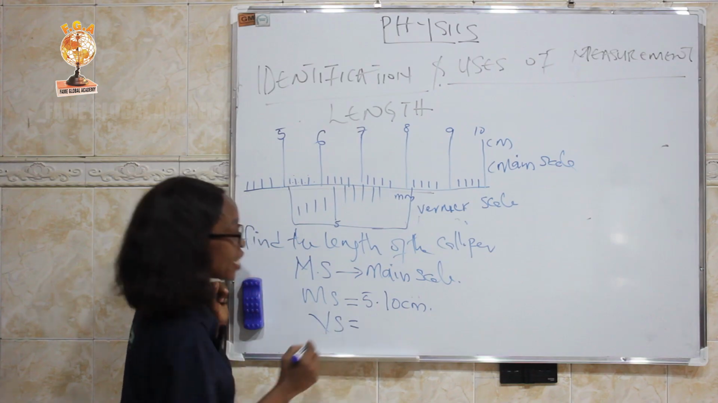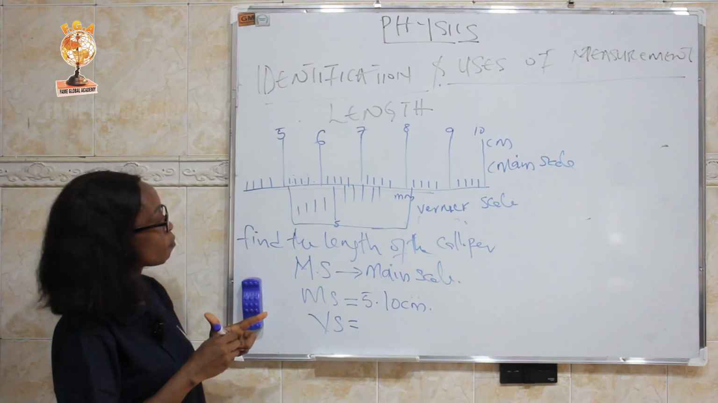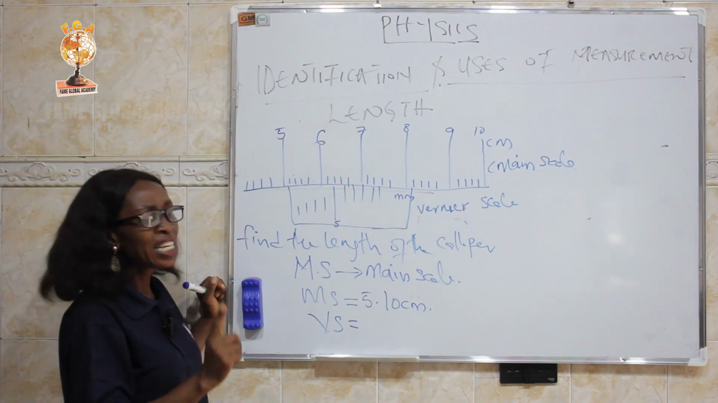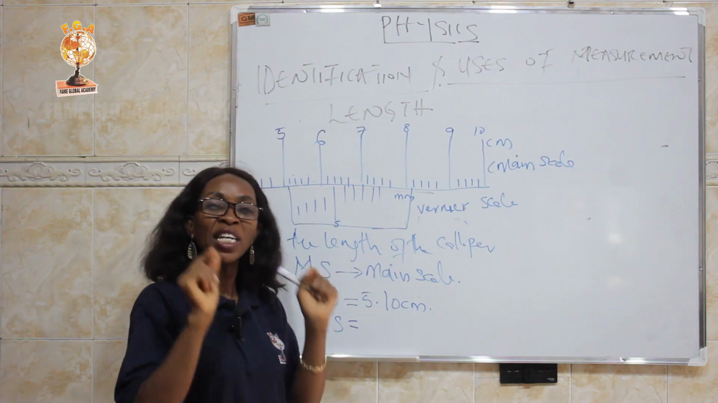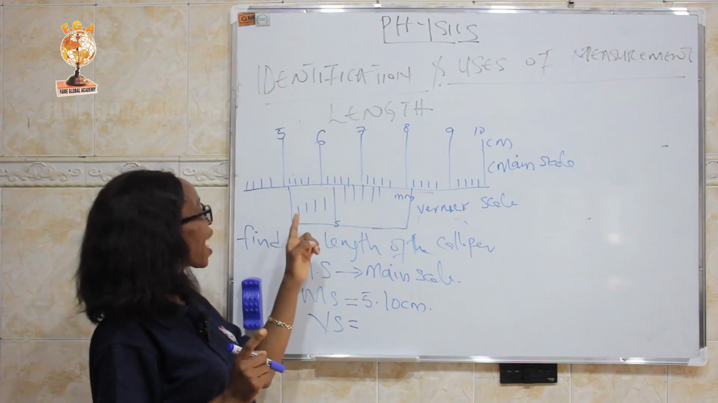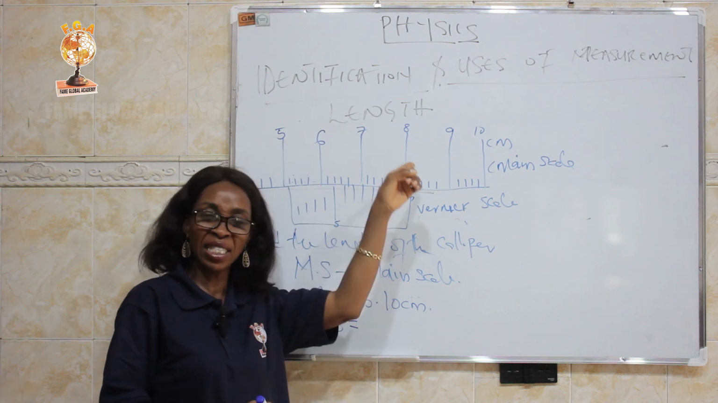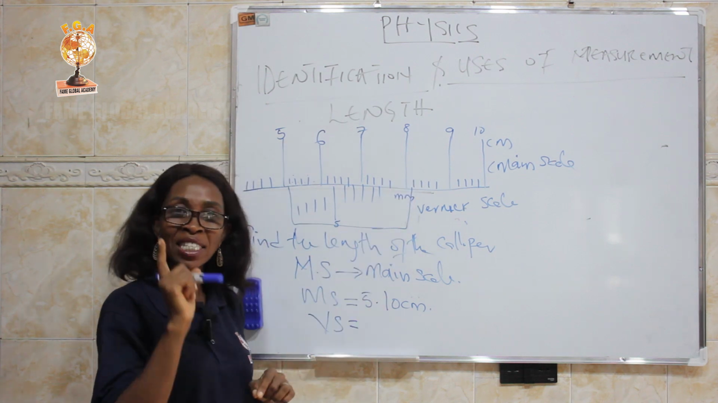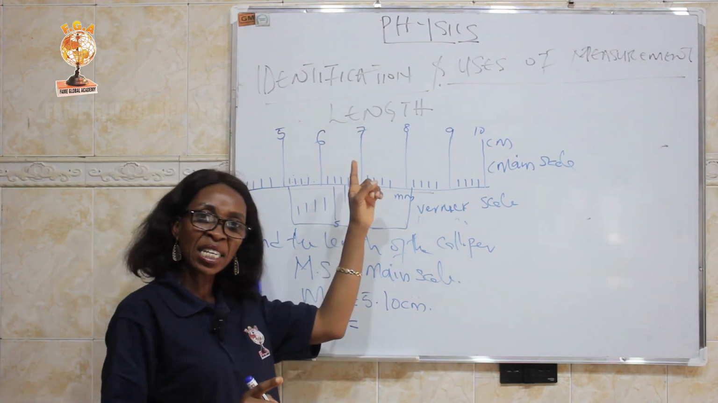So when I say VS, it means vernier scale. The vernier scale now, this is why we have to be very careful when checking the value in the vernier scale. What I need to do is to find where the line in the vernier scale coincides with the line in the main scale.